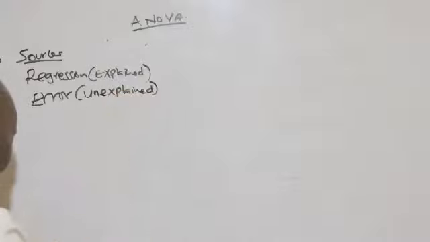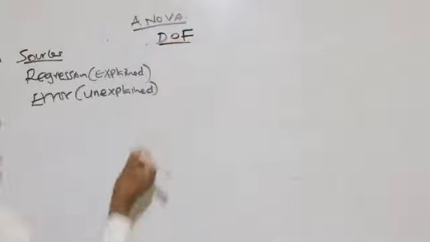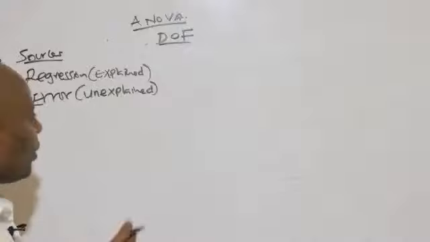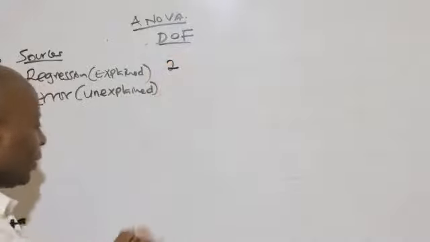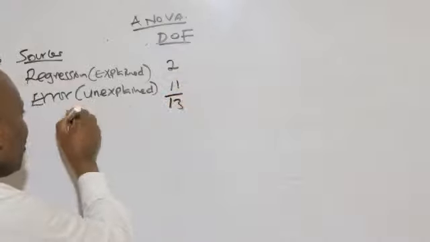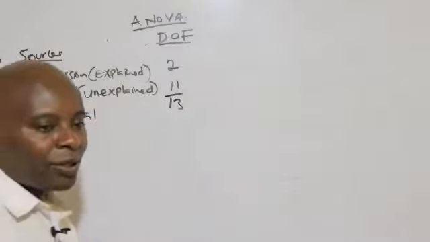So, ladies and gentlemen, from our yesterday's question, they have given us the DOF. The DOF is degrees of what here? Freedom. So here we have 2, here we have 11, and if you add, that is the total. Total is 13.